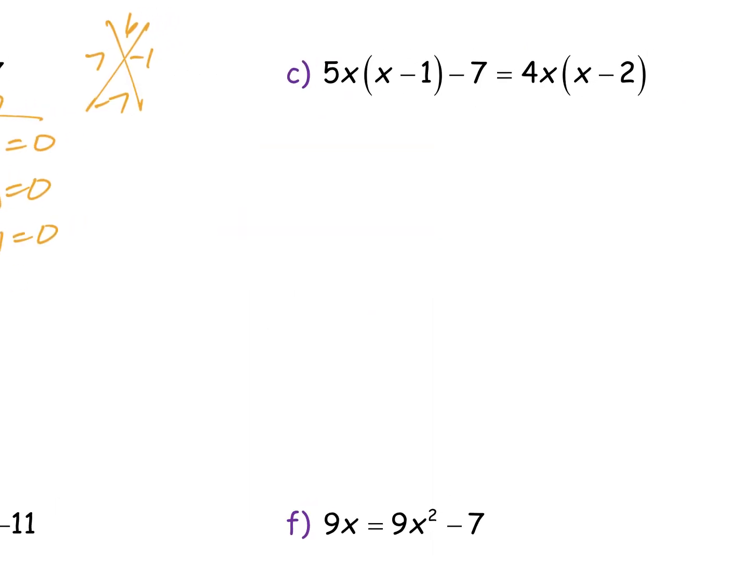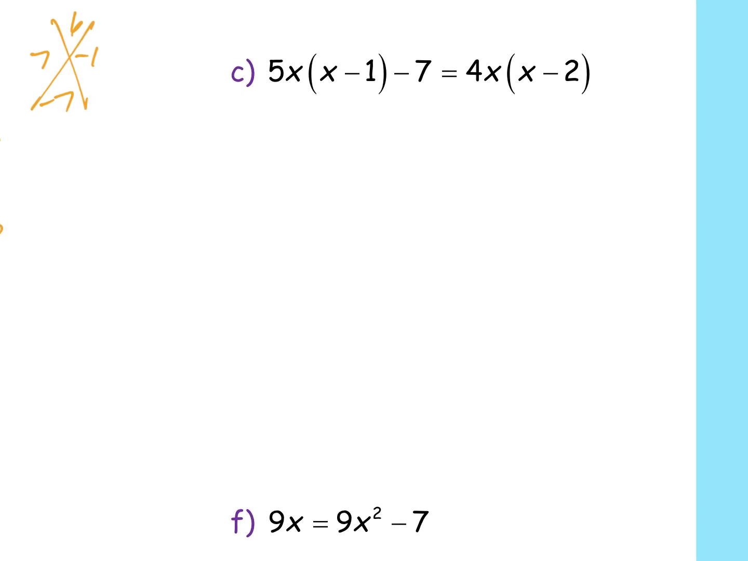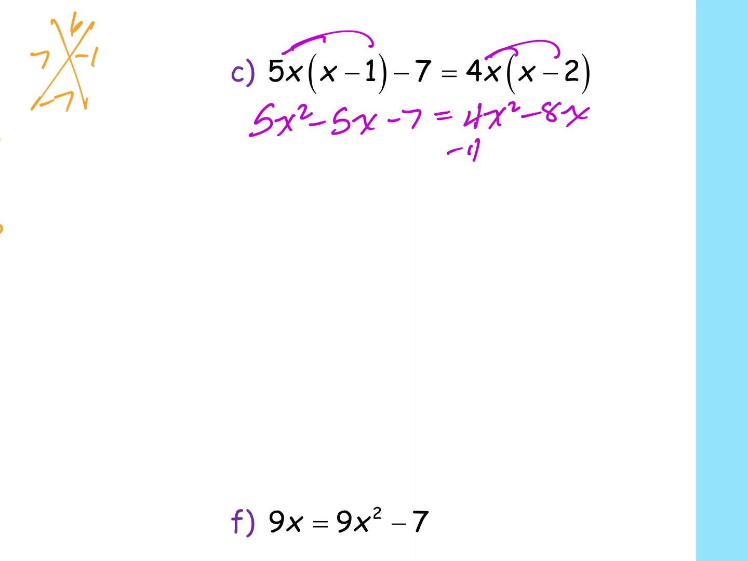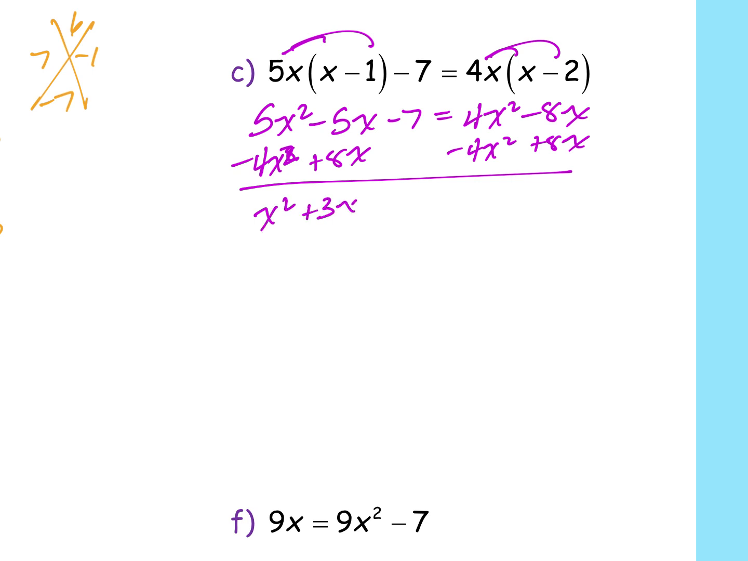And then this lovely one. Distribute first, and I get 5x squared minus 5x minus 7 equals 4x squared minus 8x. So subtract 4x squared and add 8x, and I'm going to get, what am I going to get? x squared plus 3x minus 7 equals 0.